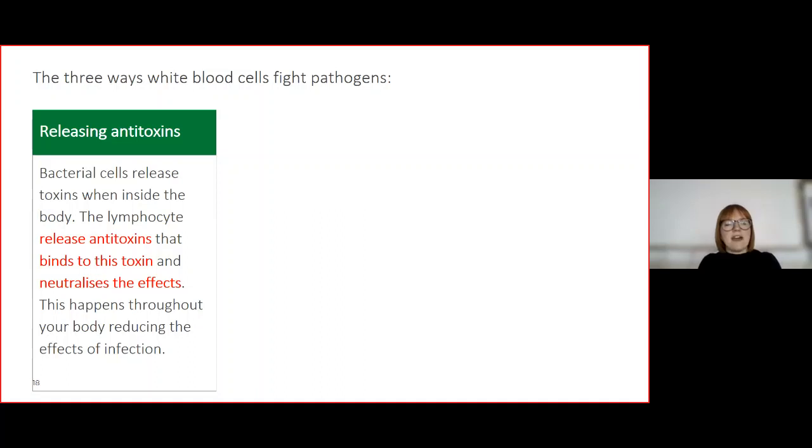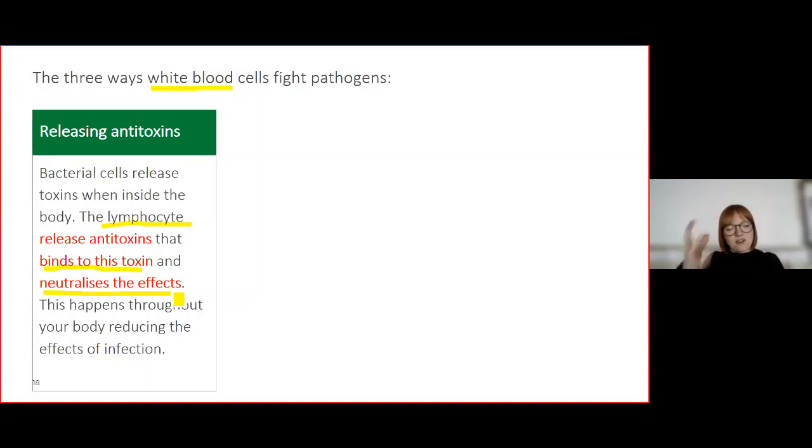So here's a summary of the 3 ways that white blood cells fight off pathogens. I've put them into text so that you can summarize these on a flashcard. One of the things that they do is release antitoxins. Have a little think now: do lymphocytes or phagocytes produce antitoxins? As we can see here, they are lymphocytes. Lymphocytes release antitoxins, and their job is to bind to the toxin and neutralize its effects.